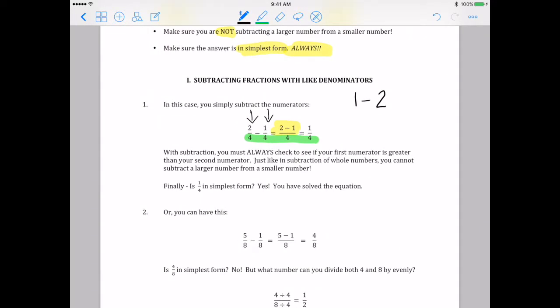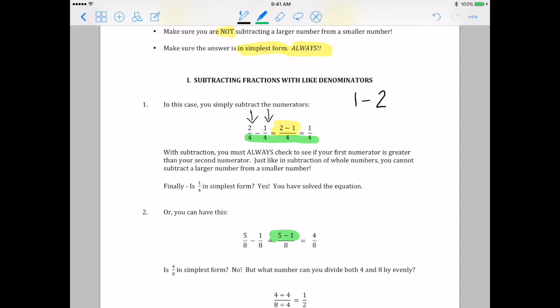Finally, is 1/4 in simplest form? It sure is. So you have solved the equation. Or you're going to have this: 5/8 minus 1/8. So 5 minus 1 is 4. So the answer is 4/8.